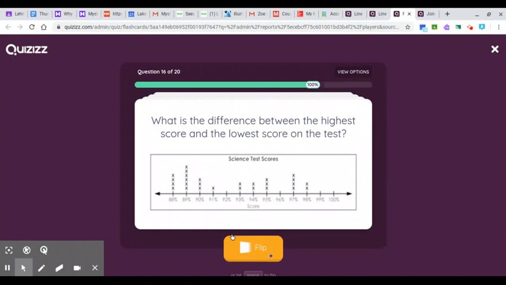All right, now we have, what is the difference between the highest score and the lowest score on the test? Well, this was that same plot we had a minute ago, I think. There was no 100, no 99, but there was a 98, so that's our highest. And then you find your lowest, so you'll do 98 minus 88, and you can find the difference between the two.